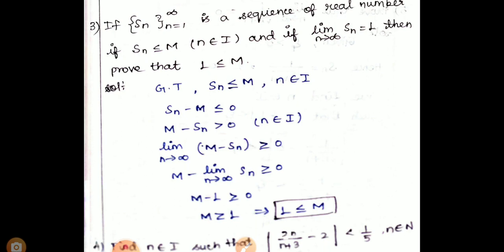Next question: find n belongs to I such that 2n divided by n plus 3 minus 2 is less than 1 by 5, n belongs to N.